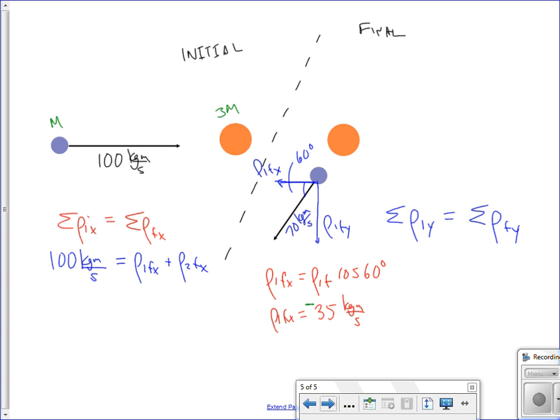So that says that P2 final x is 100 kilogram meters per second minus P1 final x. We started with 100 this way, so we've got to end up with 100 that way. All we have is 35 the other way, so this one actually must be 135.